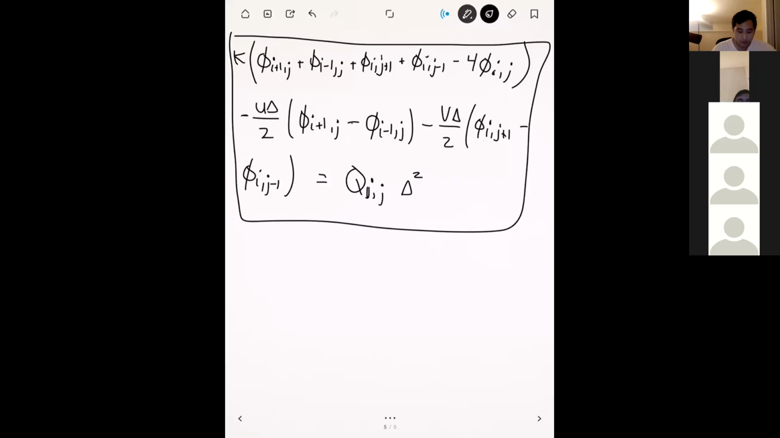And so this formula here that I have boxed, this is the general finite difference equation for 2D convection diffusion.